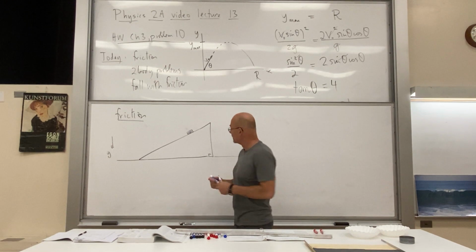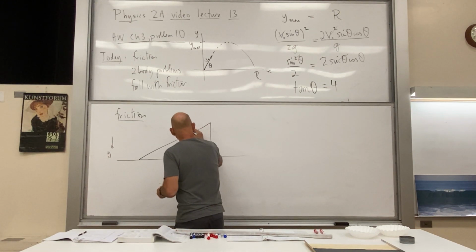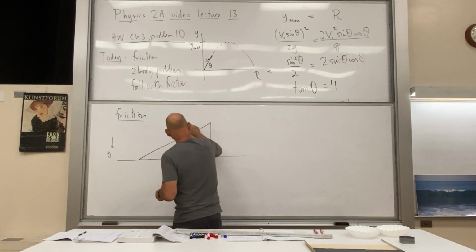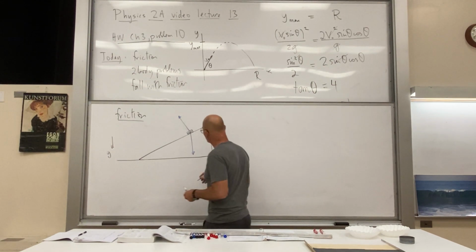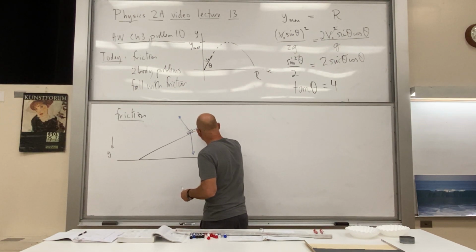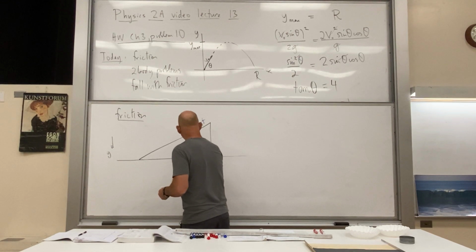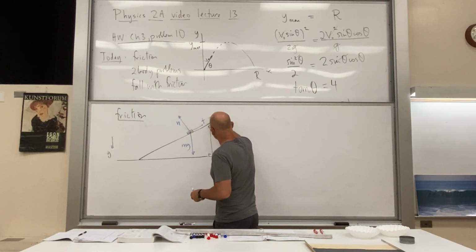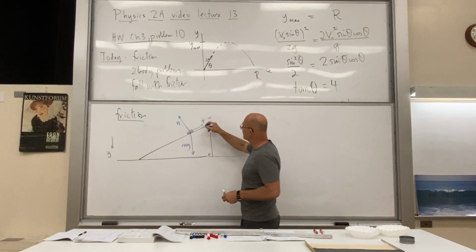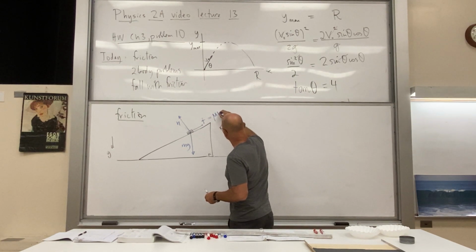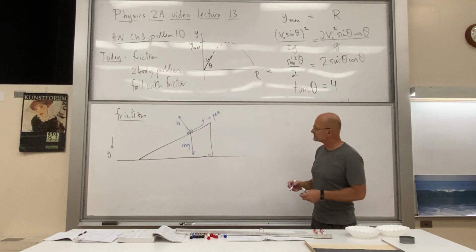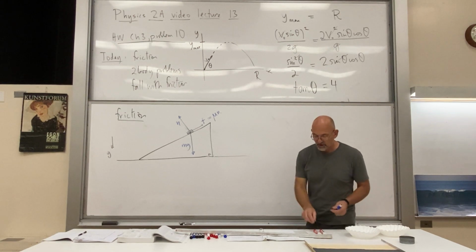Take another color. There is the weight, and there is the normal force, and there is a force of friction. This we're going to call mg, and this one we're going to call n. We know that the law of friction is that the frictional force is a coefficient of friction times the normal force.